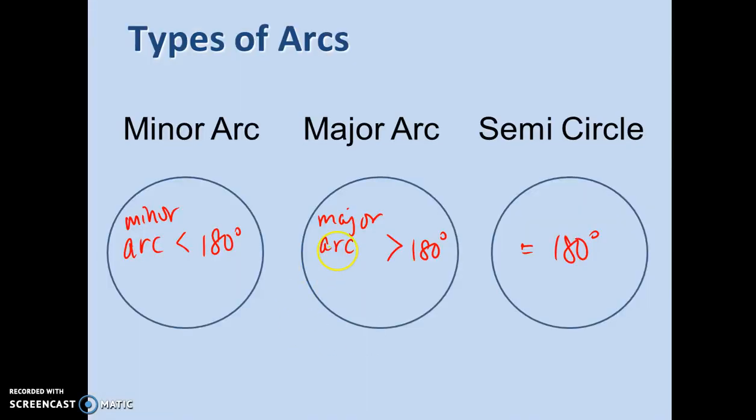Okay, next, there are different kinds of arcs. A minor arc is an arc that is less than 180 degrees. So in other words, it goes less than halfway around the circle. That's a minor arc. A major arc is greater than 180 degrees. So it goes more than halfway around the circle. And a semicircle then is an arc that's exactly 180 degrees, which means halfway around the circle.